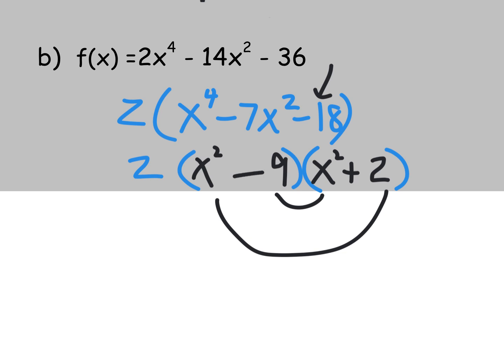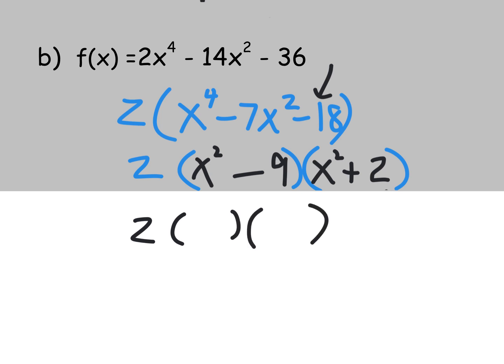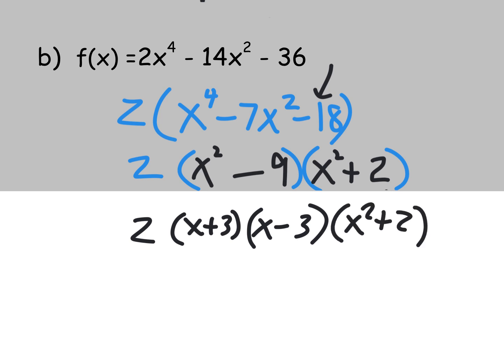And if you got that far, good for you, but you're still wrong. Unless, what? Unless you noticed that it factored one more time: x plus 3, x minus 3, and x squared plus 2.